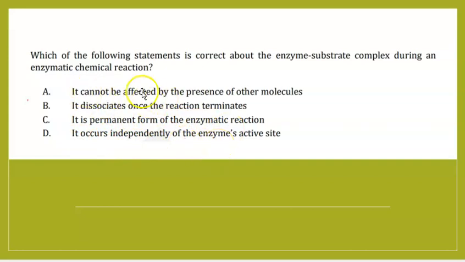First of all, it cannot be affected is wrong. We know that there are many factors that affect the enzyme's activity, right? Okay, let's look at the other options here. It is permanent form. So enzymes are never permanent. An enzyme is something that is recyclable, you can use the same enzyme over and over again, because enzymes have this quality. Once they come to your reaction, they catalyze it and they go back the way they were. So you can recycle them. They're not permanent. Now, it occurs independently of the enzyme's active site. Actually, no, because the enzyme's active site is where the substrate will come and bind.